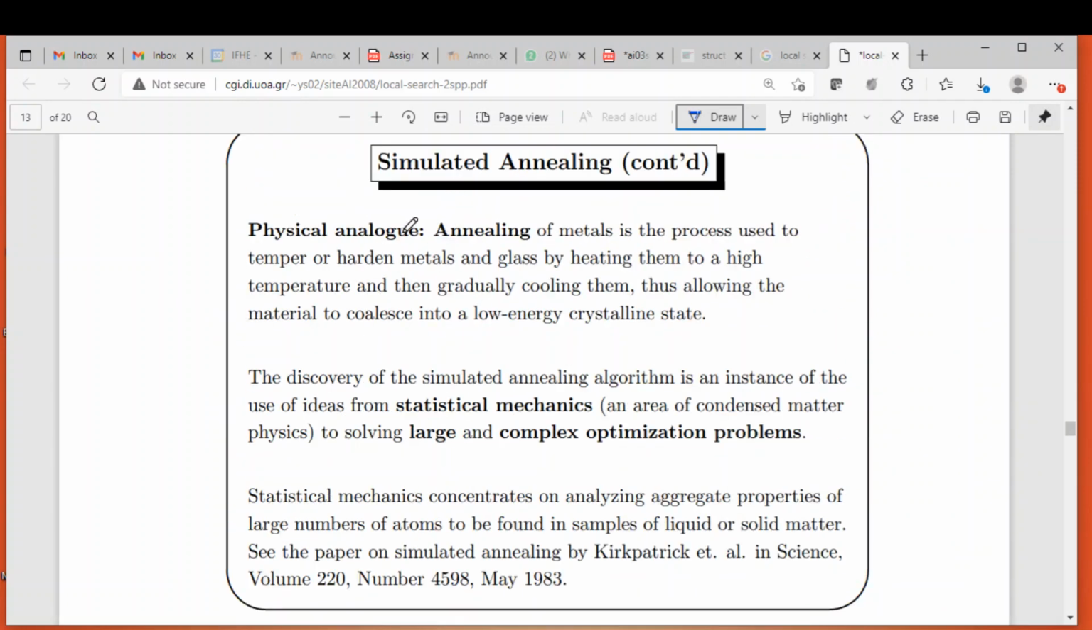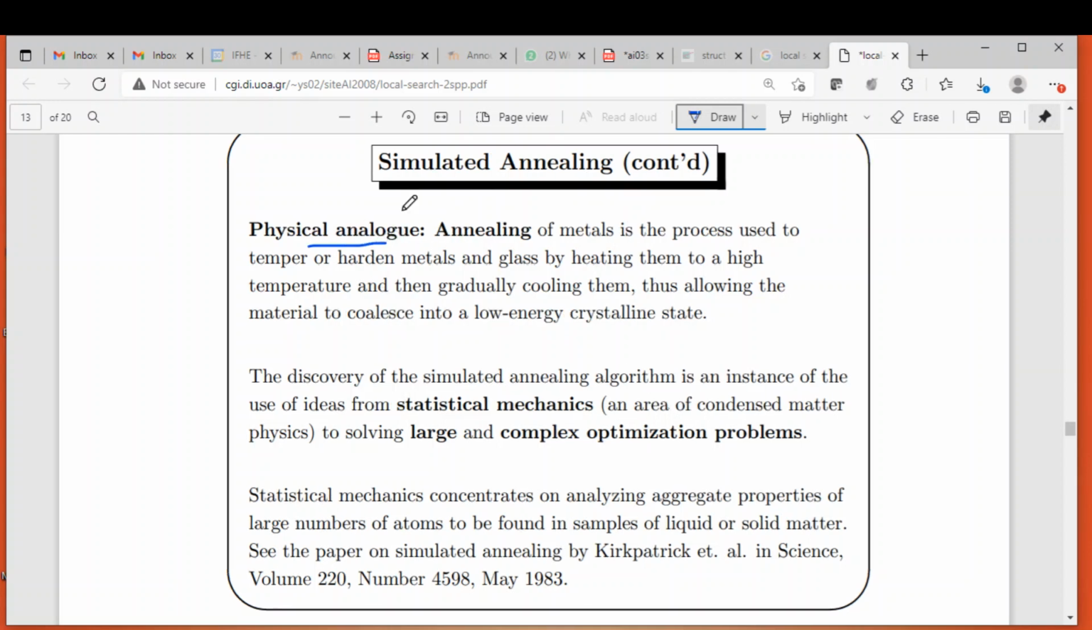As we discussed, the concept of annealing is inherited from physics. As per annealing, metals are heated to very high temperatures and will be in the molten state, and then they are gradually cooled down, thus allowing the material to become a crystalline state. So that's the whole concept.